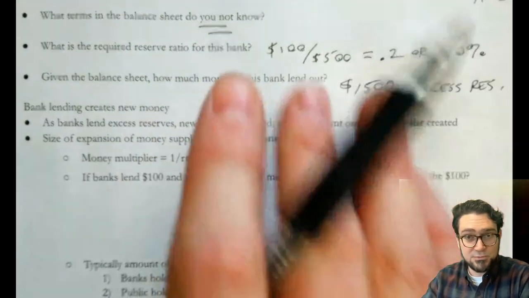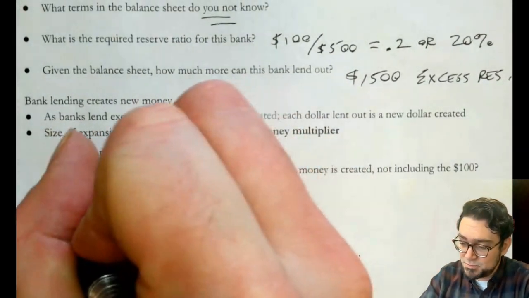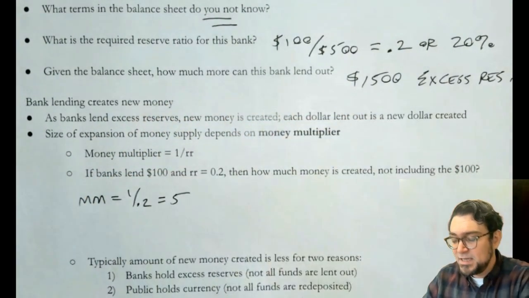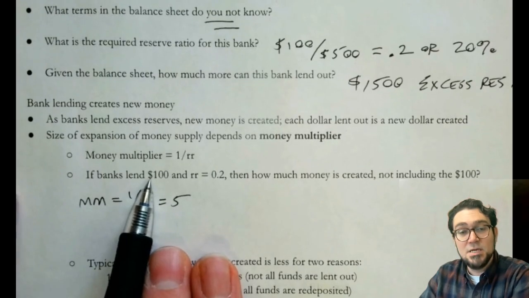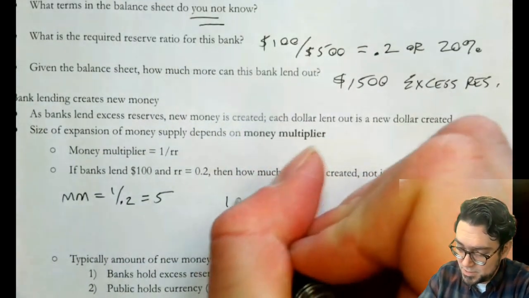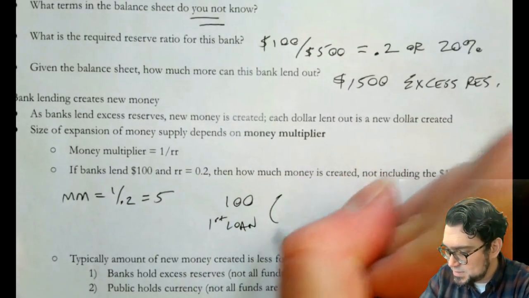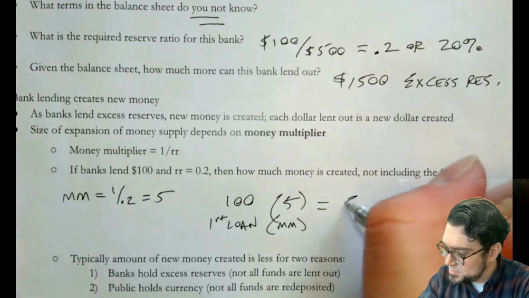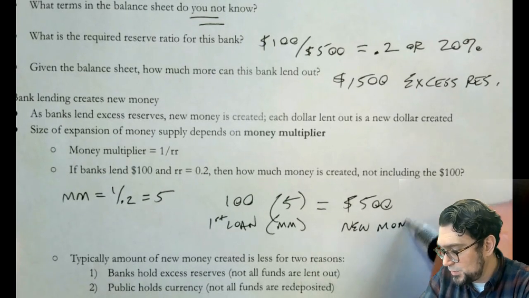The money multiplier is simply 1 over the required reserve ratio. Our required reserve ratio a moment ago was 0.2, so in this case it would be 5. So the money multiplier is 1 over 0.2, which is equal to 5. And if the bank started out lending just $100, the first loan times the 5, which is the money multiplier, is equal to $500 of new money, all new money.